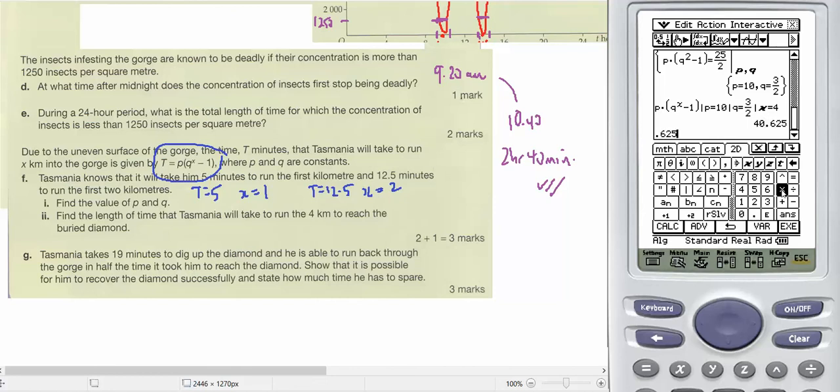So multiply that by 60, and that gives me 40 minutes and 37.5 seconds.